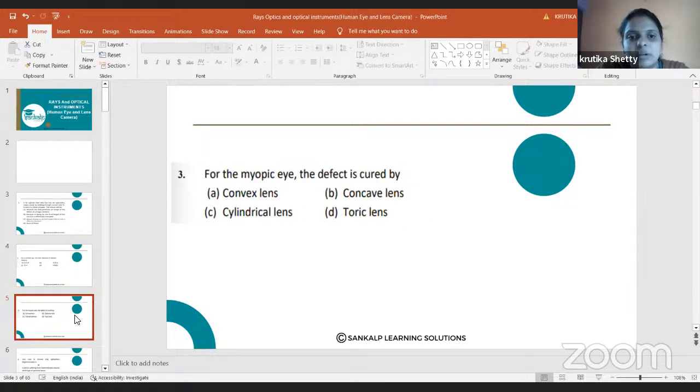Next question. For a myopic eye, the defect is cured by.